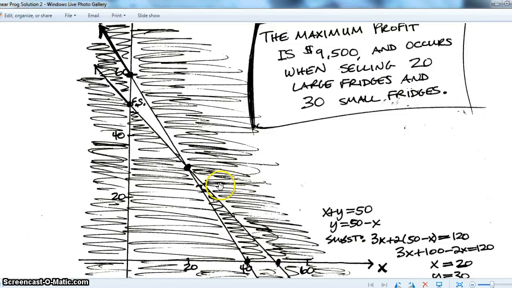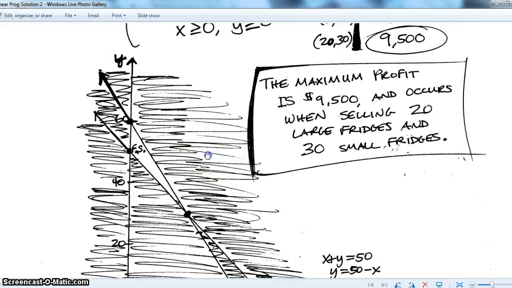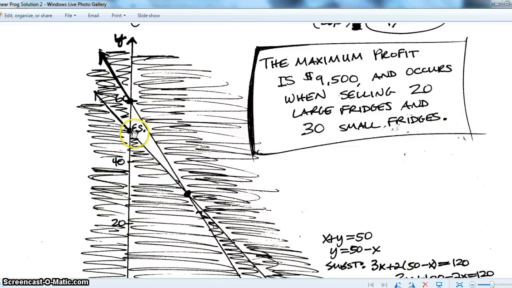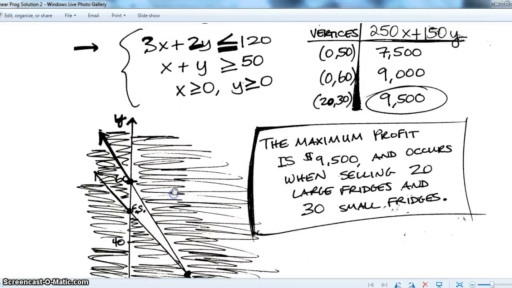Instead of shading everything above it and then getting this polygonal region here, we shade below it, and so we get this little slice over here. So the feasible set here is pretty small, just a really thin slice over there. There's only 3 vertices. It's a triangle. The y-intercepts here are 50 and 60, so those are the (0, 50) and (0, 60). Plug those in, you get 7,500 and 9,000.